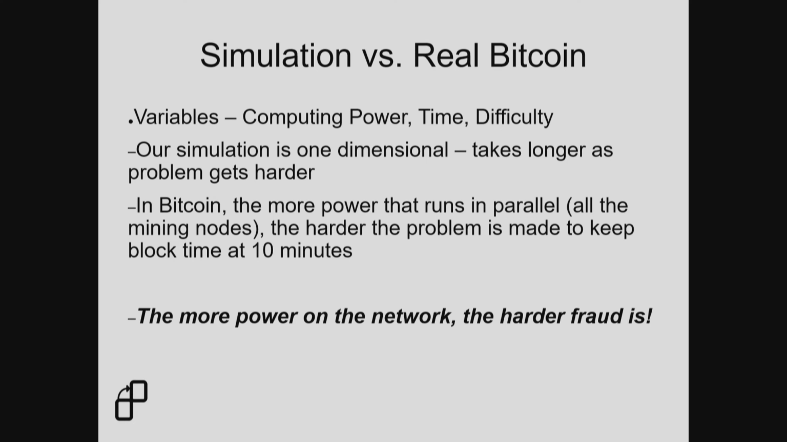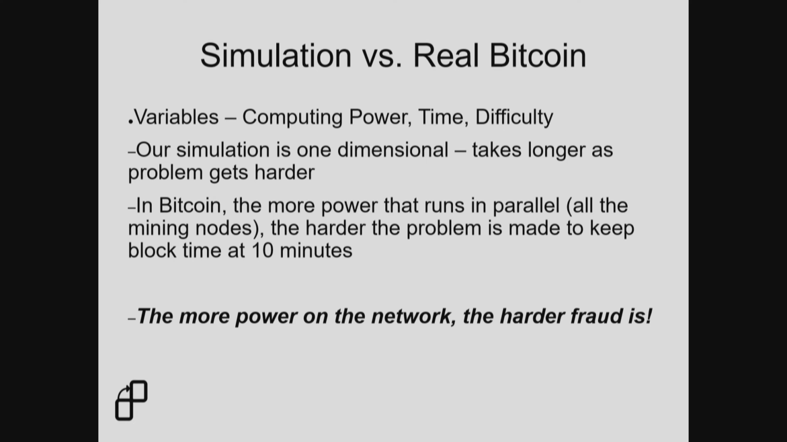So some key differences between our simulation and the real Bitcoin, again, are the variables that we're dealing with. We really have 3 variables when it comes to proof of work. We have the amount of computing power, which is the amount of power that the miners are donating to the network to secure it. We have the time until we find a solution, and we have the difficulty target. Our simulation is one-dimensional. We have one single processor on one single computer, and the amount of computing power in our simulation is always constant. As we adjust the difficulty, on average, the amount of time to find a solution increases.